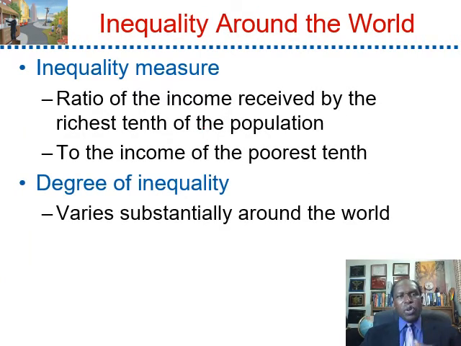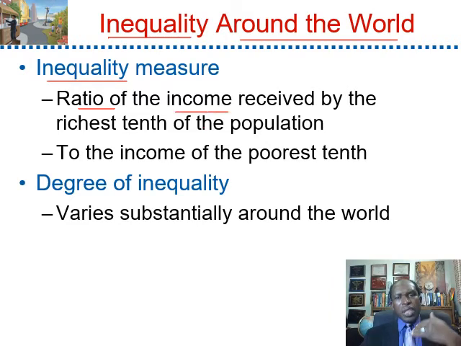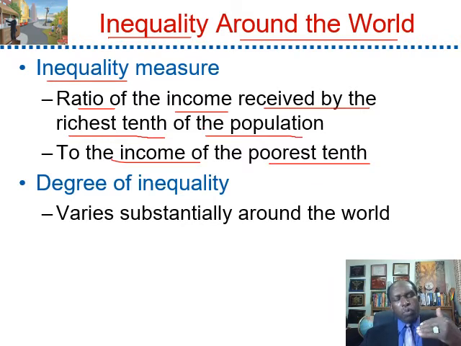Let's now focus on inequality around the world. One measure of inequality around the world is the ratio of income received by the richest 10th of the population to the income of the poorest 10th. We divide the world population into 10 groups, and then we take the ratio of the income earned by the richest 10th group divided by the poorest 10th group.